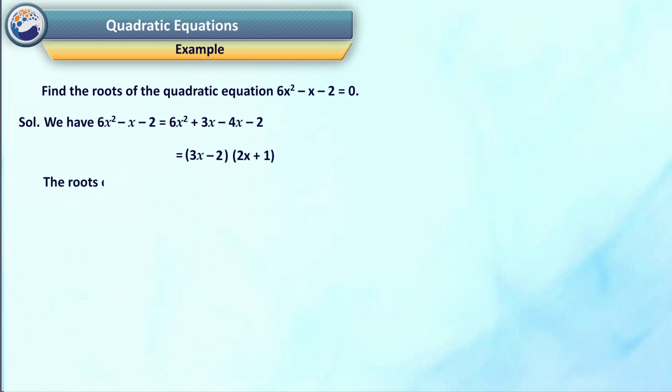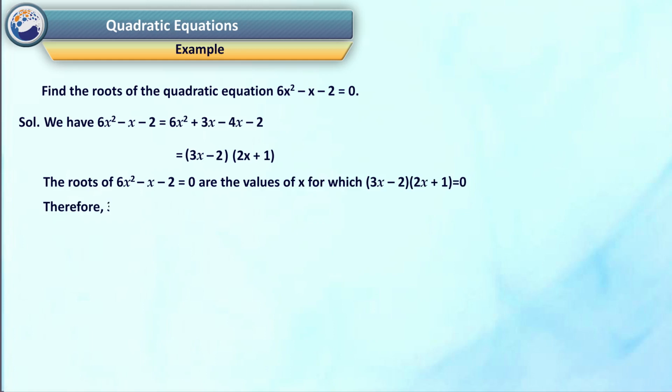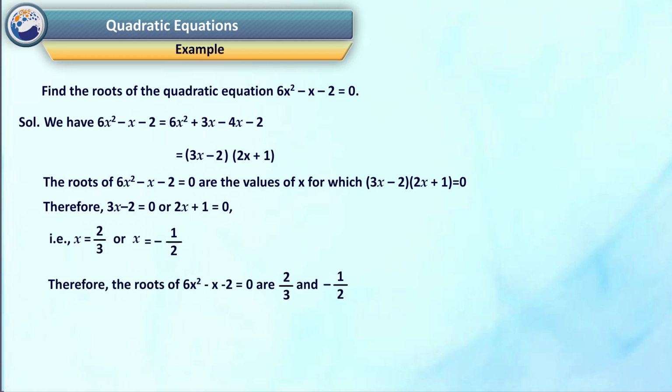The roots of 6x² − x − 2 = 0 are the values of x for which (3x − 2)(2x + 1) = 0. Therefore, 3x − 2 = 0 or 2x + 1 = 0. That is, x = 2/3 or x = −1/2. Therefore, the roots of 6x² − x − 2 = 0 are 2/3 and −1/2.